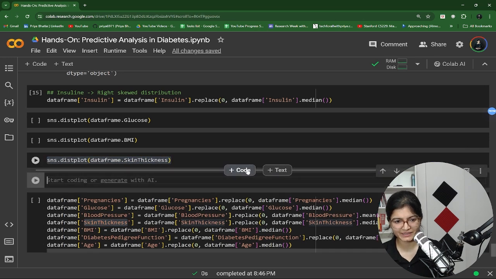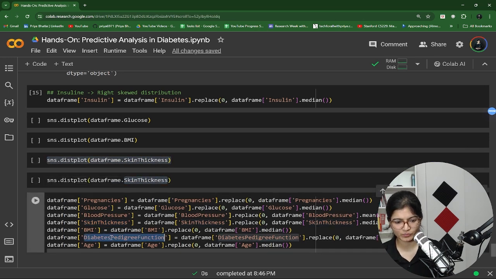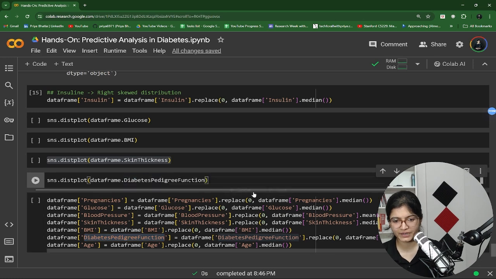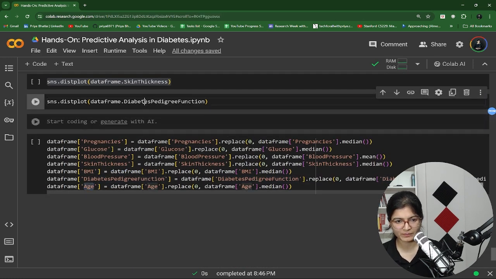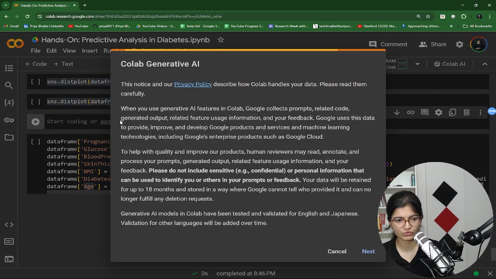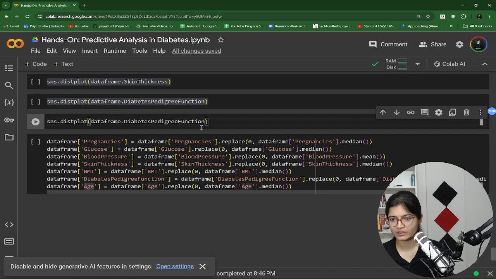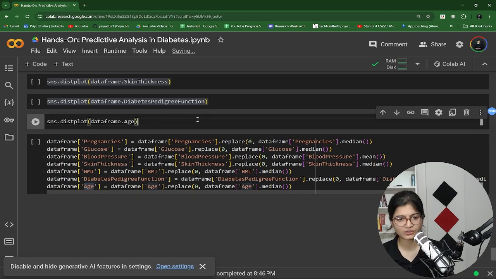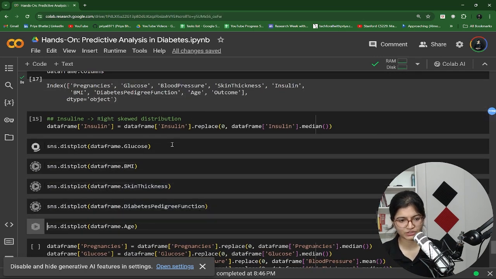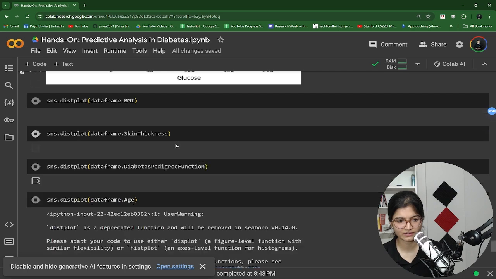And then I think diabetes pedigree function is pending. So maybe we can just copy this part, pedigree function. And last thing is age, which is pending. So maybe we can do this as well. So let's copy this and refer the age part. This is also done.